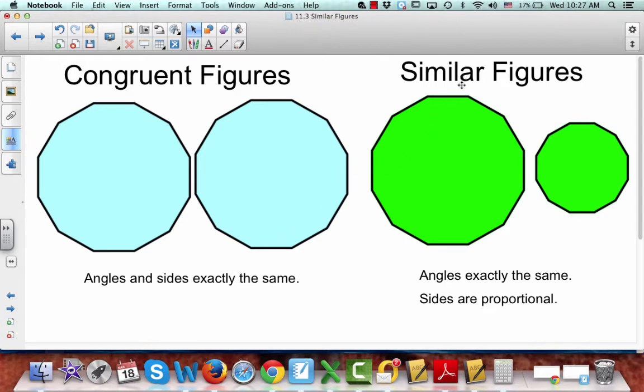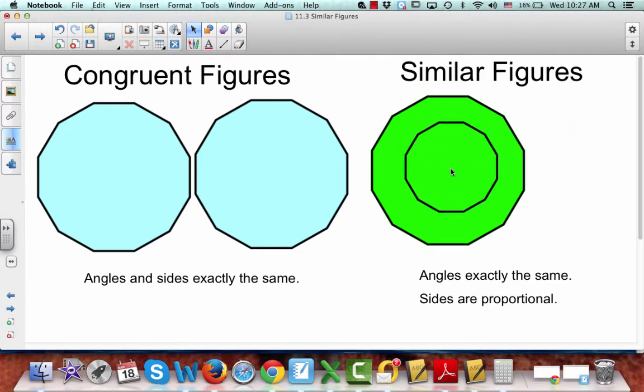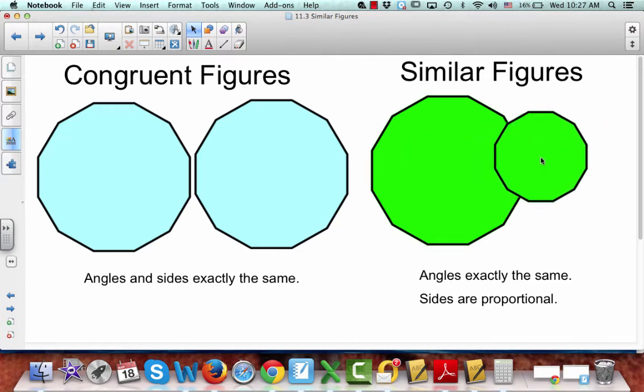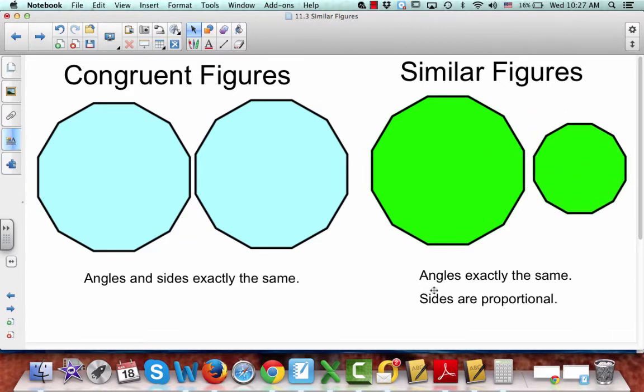A similar figure has all the same angles, okay, all the same angles. But as you can see, the sides are different lengths. So a similar figure, sides are proportional and angles are exactly the same. Let's look at an example.